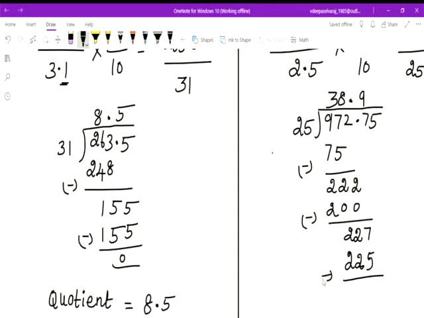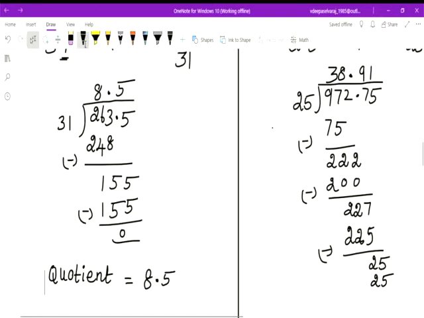Now subtract this, what you will get? 7 minus 5? 2. Take the next digit, 5. Now how many times it occurs, children? 5 times. Sorry, 1 time. It occurs 1 time. Okay. Because 1 into 25 only will get 25. Now you subtract this, what you will get? 0. What is the quotient, children? 38.91. Okay.